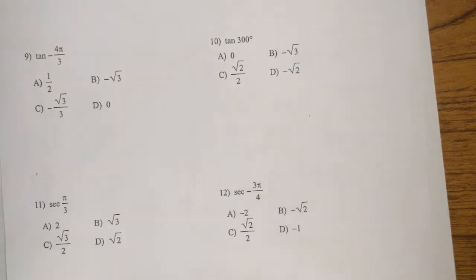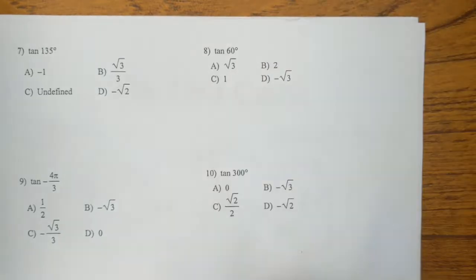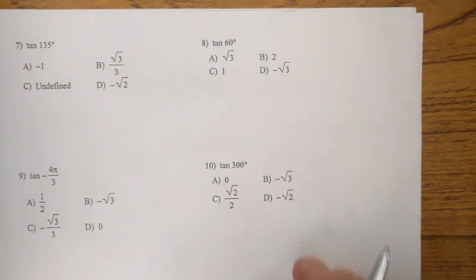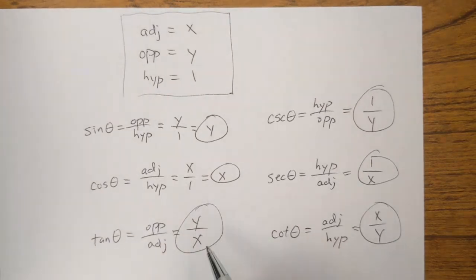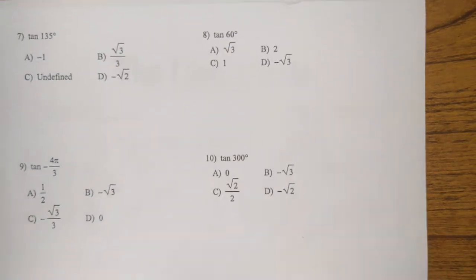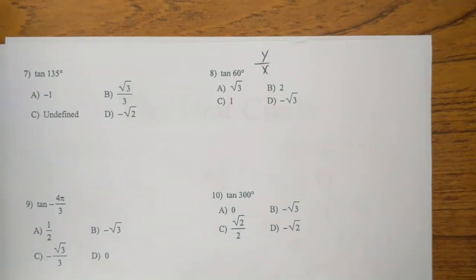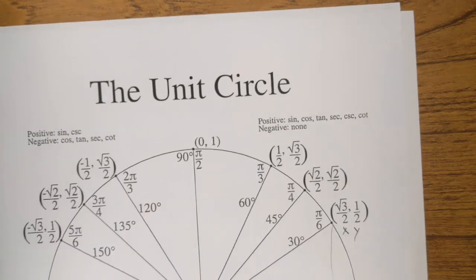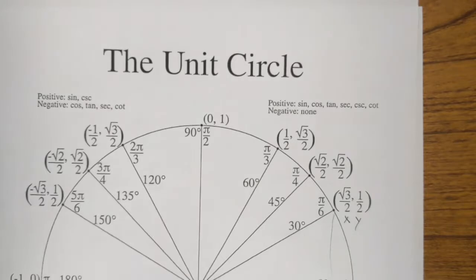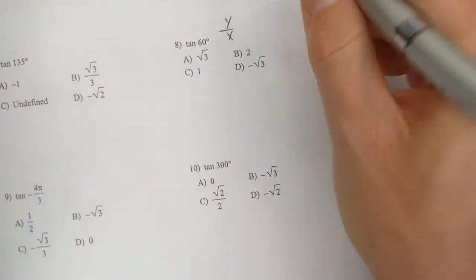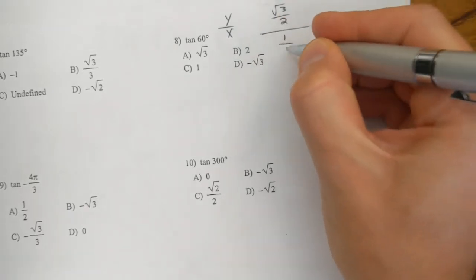Okay, plugging along. Let's look at number 8. The tangent of 60 degrees. Now, tangent, remember, if we reference back to these notes, tangent is y over x. So I'm going to write that down. And then I need to go to 60 degrees on my unit circle and identify the coordinates. At 60 degrees, my coordinates are 1/2 and radical 3 over 2. So I have radical 3 over 2 all over 1/2.